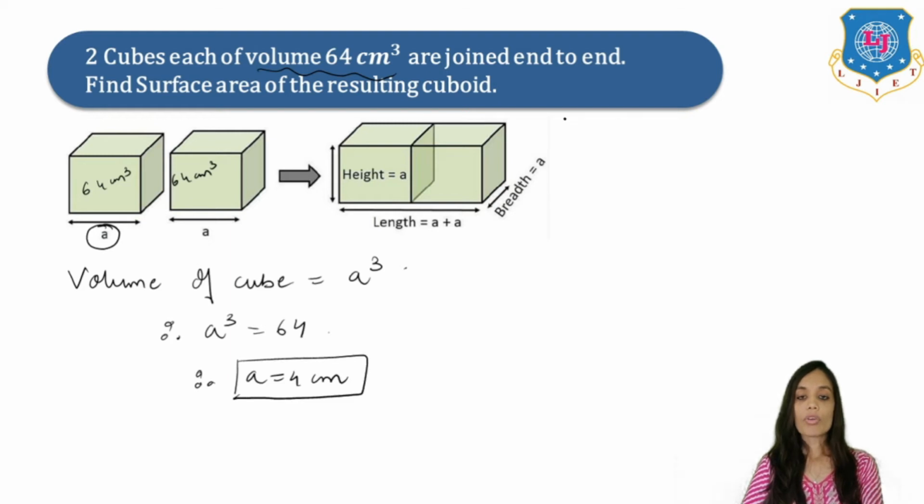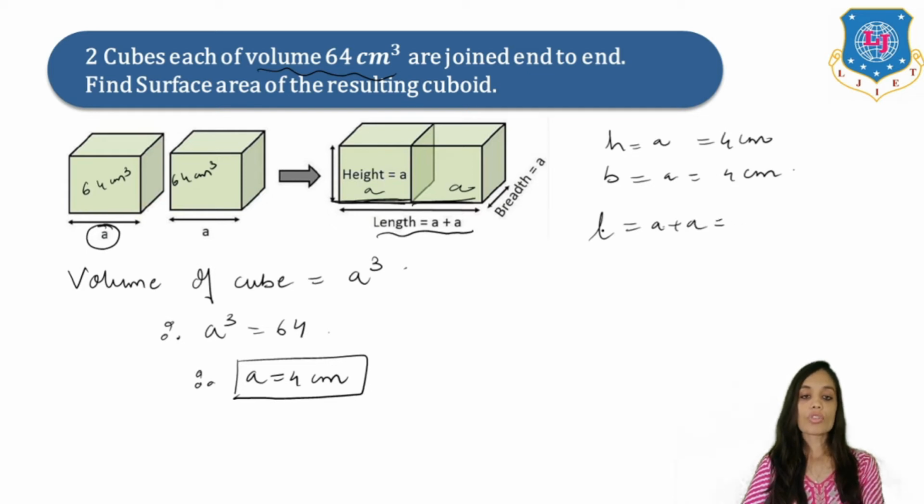Now you can see from this resulting solid that the height is A. So it will be 4 centimeter. Breadth B is also A. That means it is also equals to 4 centimeter. But length of the cuboid, you can see the first cuboid has length A. The other cuboid has also length A. So the total length will be A plus A. So the length will be 8 centimeter.